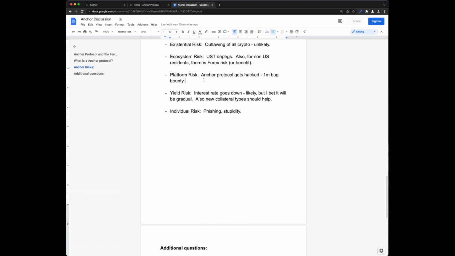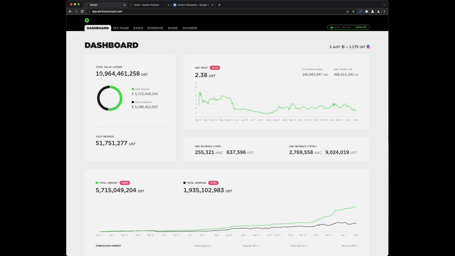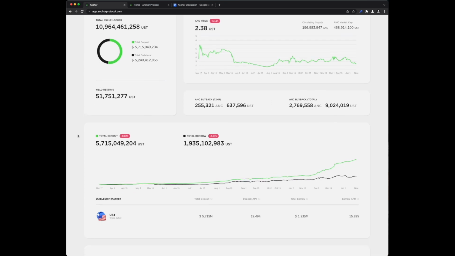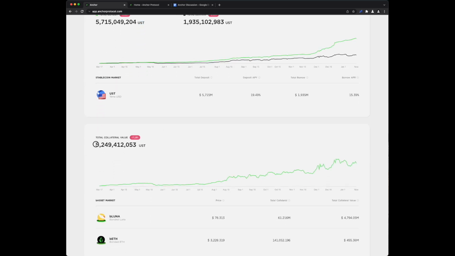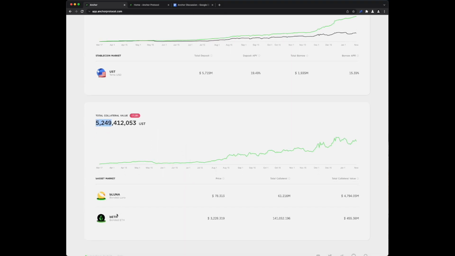And there's a chance that something could happen with the smart contract where there's some sort of bug or vulnerability where a hacker could figure out how to drain the UST that's stored in it. That seems pretty unlikely at this point. I mean, there's billions of dollars in Anchor. If we go look at Anchor Home right now, the total value locked is almost $11 billion. And 5.7 billion of that is just the UST. And then the other 5.25 billion is in collateral, so in bonded Luna and bonded ETH.